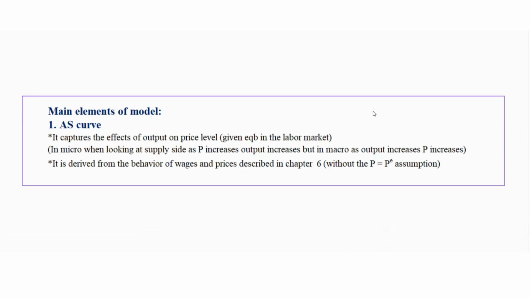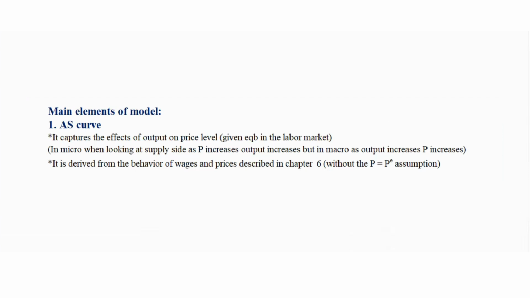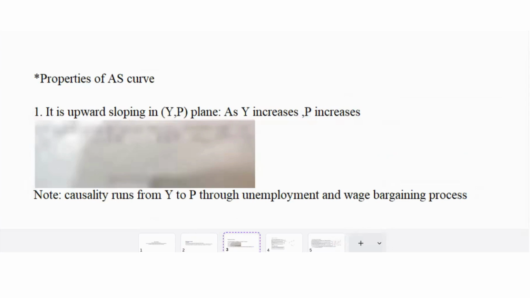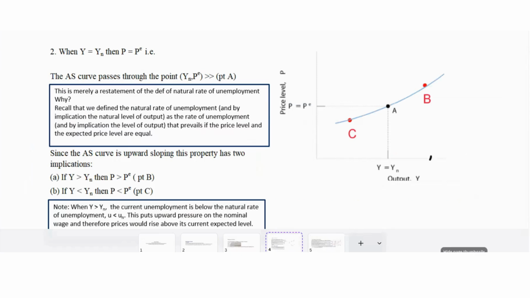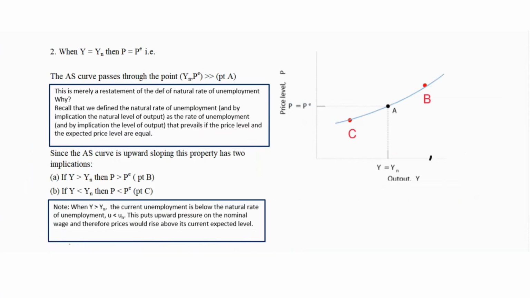We were looking at the AD-AS model, where we started by talking about the AS curve, and how the AS curve captures the effect of output and price level. And then we talked about some properties of the AS curve, where we started off with how the AS curve is upward sloping. Then we looked at another property, how the AS curve always passes through the point where Y is Yn and P is equal to PE.